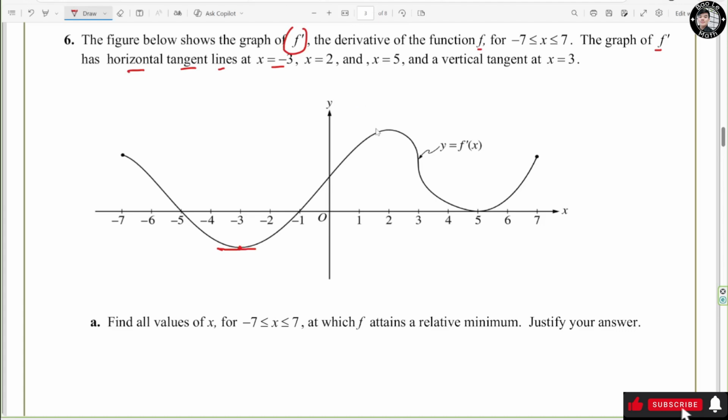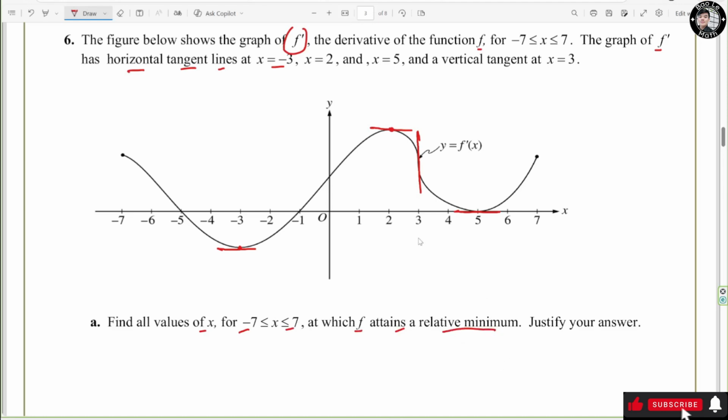And s equals 2 is going to be right here. s equals 5 is going to be right here, right? And the vertical tangent line is at s equals 3. Question 8. For all values of s, for s from -7 to 7, at which f attains a relative minimum.